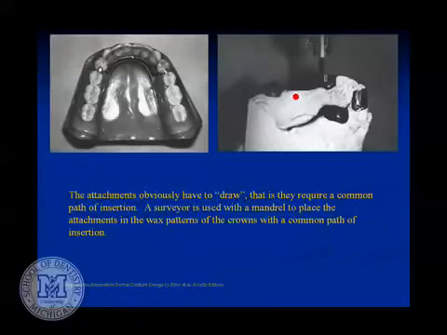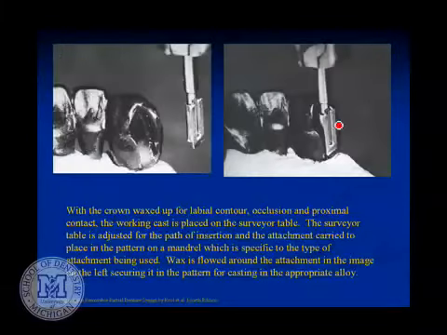So here's another situation in which you've got basically a class 3 partial where you've got teeth in the back helping support things, and we're setting precision attachments toward the front of this case. Again, there's a mandrel, a device that fits in a dental surveyor, that this precision attachment just slides on. This is the female portion.